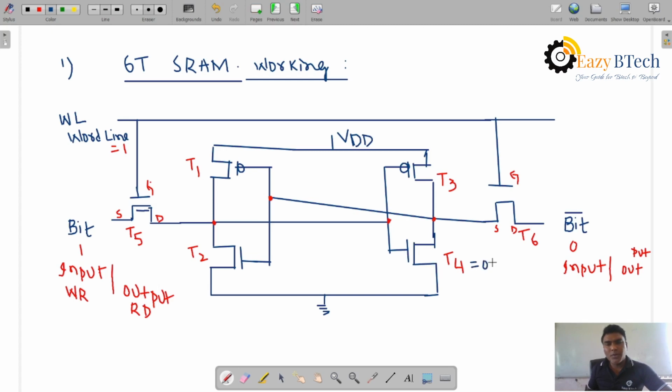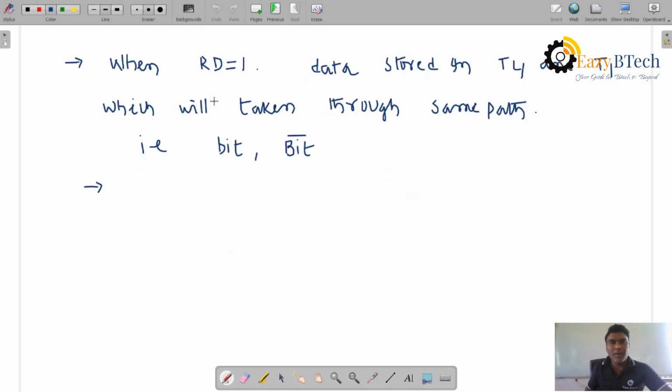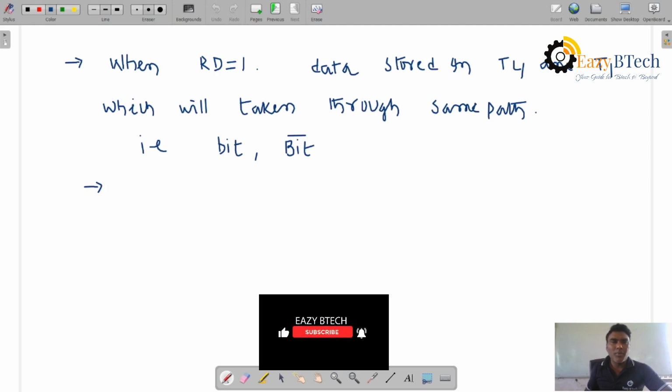T4 is on, which holds 1 bit data. Bit complement is 0, it is passing through source and drain, and T1 is on, holding the data here. So write and read, two operations are performed, right? When RD is equal to 1, it is passing the data stored in T4 and T1, which is taken to the same path, bit and bit complemented.